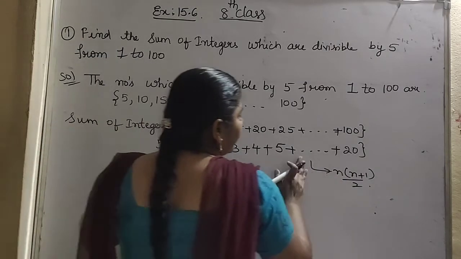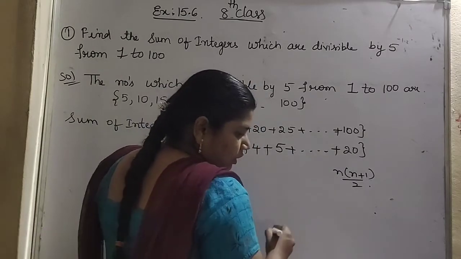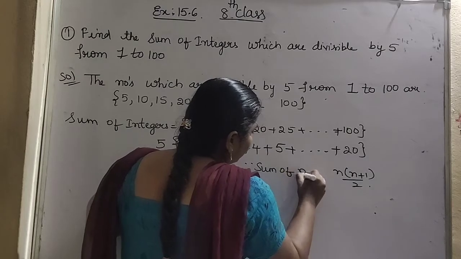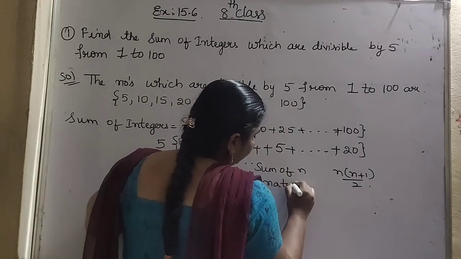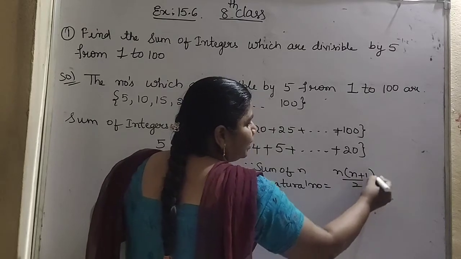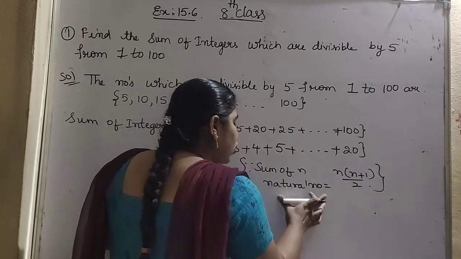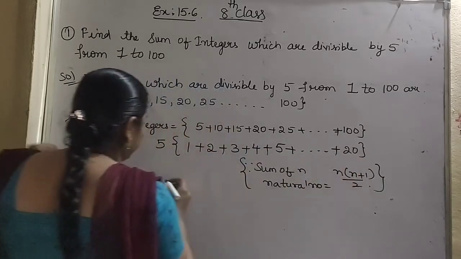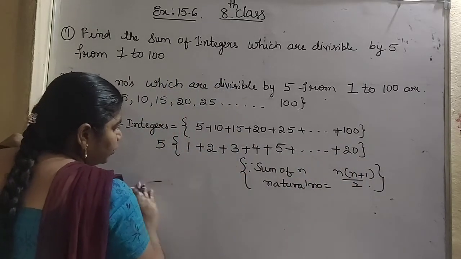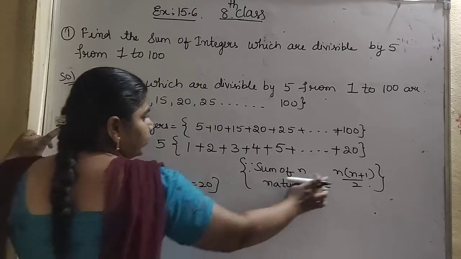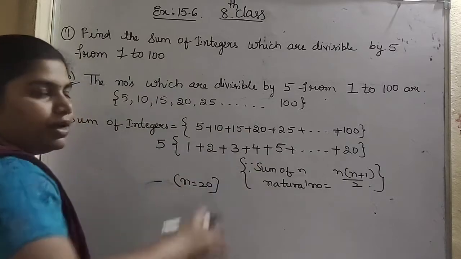So the sum of n natural numbers formula is what? n into n plus 1 by 2. So this formula we are going to apply here. n is nothing but 20. So here n is equal to 20. So in place of n we are going to substitute 20 there.